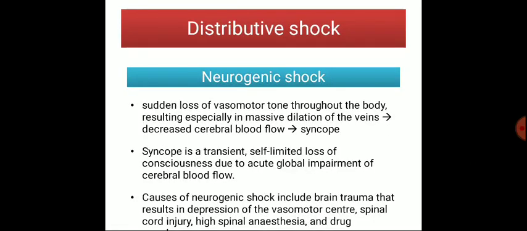Depending on the causes, low resistance shock or vasogenic shock is divided into the following types. First is neurogenic shock, anaphylactic shock, septic shock.